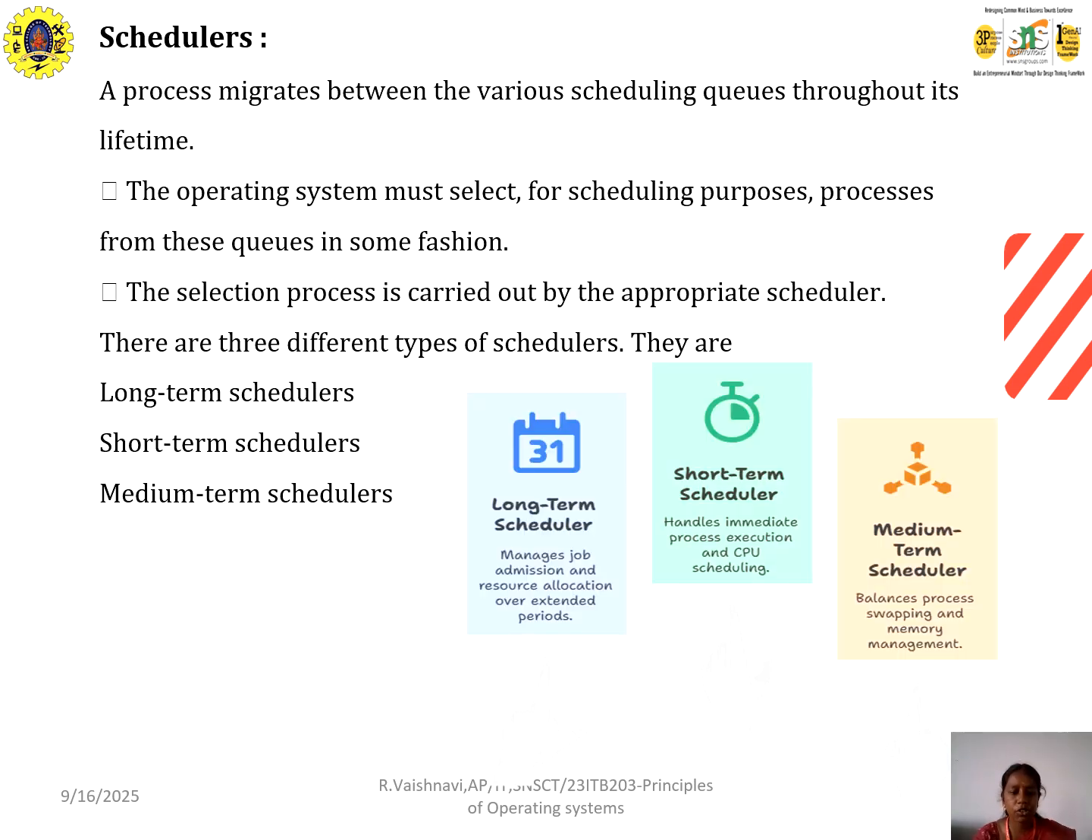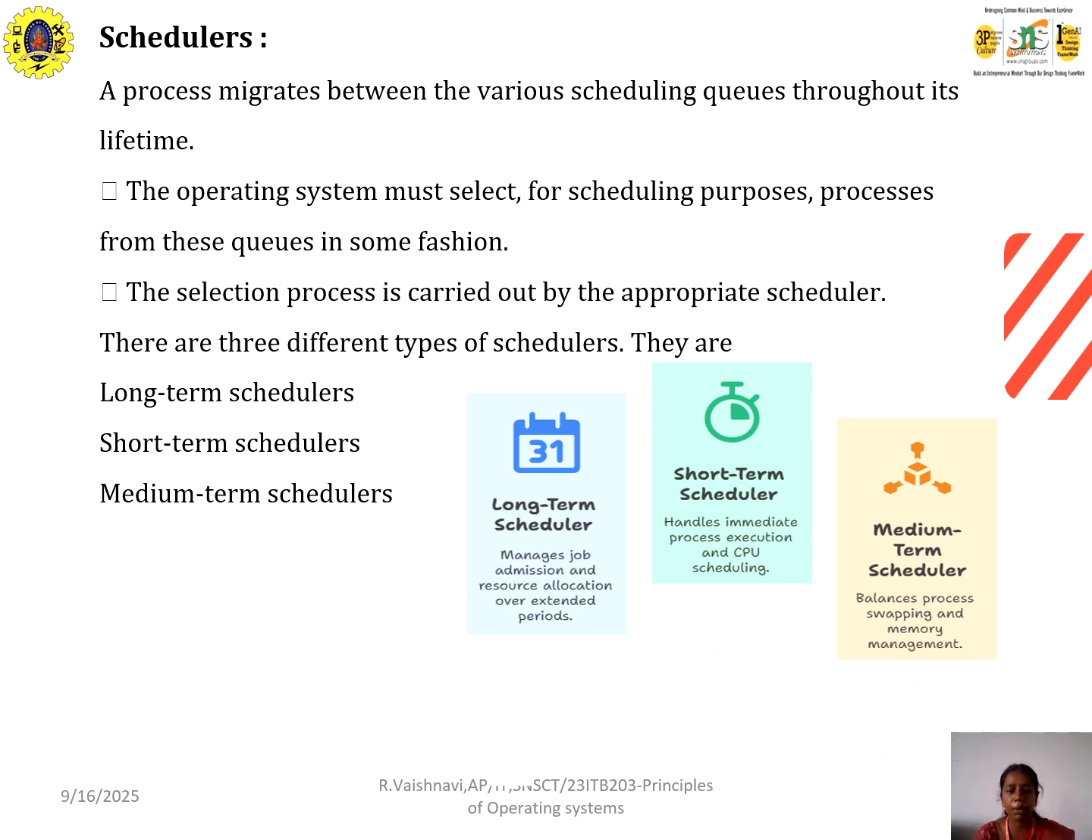Next one will be the scheduler. The process migrates between the various scheduling queues throughout its lifetime. The OS must select processes from these queues in some fashion, and the selection of a process is carried out by the appropriate scheduler. In scheduler, we have three types. First one, long term, then short term scheduler, and then medium term scheduler.